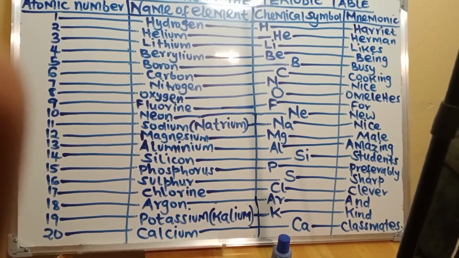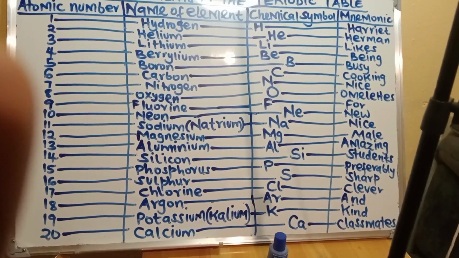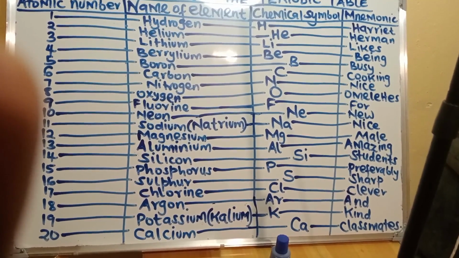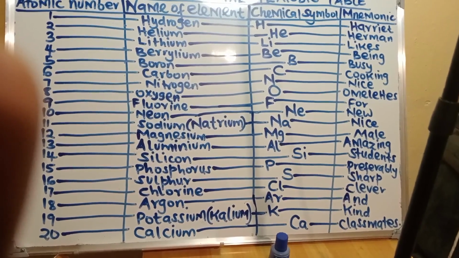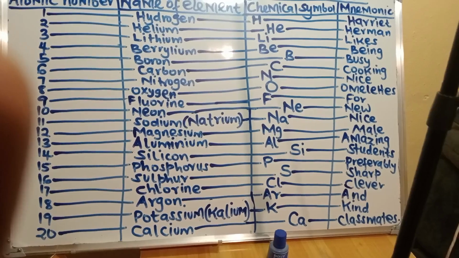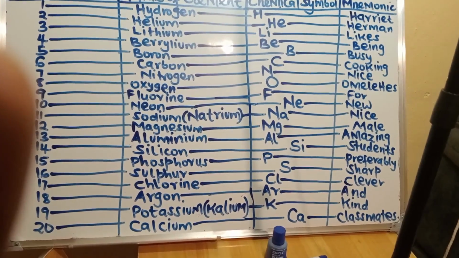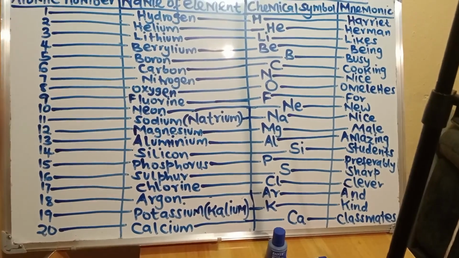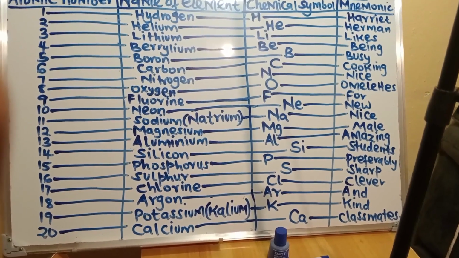We have examples like helium, capital H, small e; lithium, capital L and small i; beryllium, capital B, small e; then down to neon, capital N, small e; then down to aluminium, capital A, small l; silicon, capital S, small i; all the way to argon, capital A, small r; and finally calcium, capital C, small a.